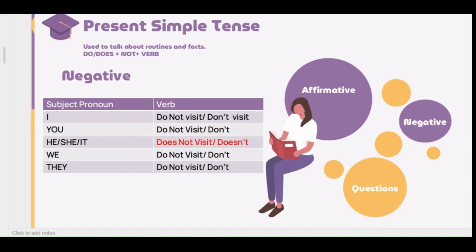Then for the negative, so far we've seen the affirmative. Do you have any questions? Affirmative is like positive. Yes? Okay, now the negative form, we only have to include do not or does not.